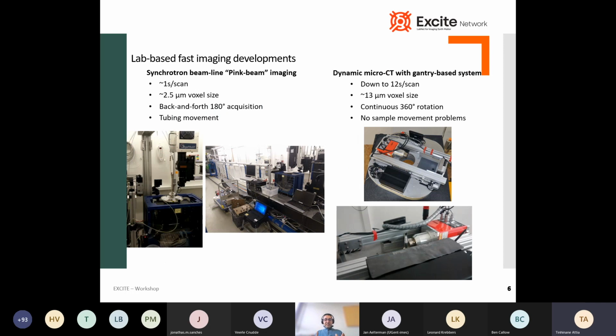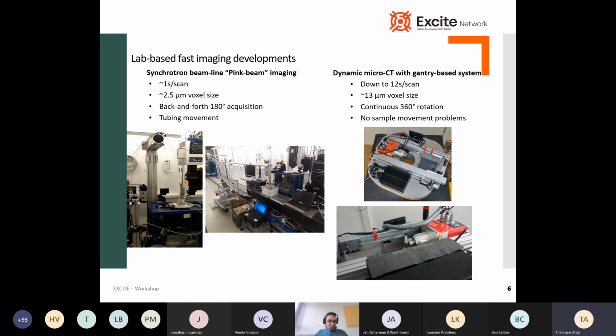So in this slide, I show you a comparison between the synchrotron and lab-based dynamic micro-CT imaging. Just to give you an idea of how the experiments look while they are running, on the left-hand side you can see a picture, and I will also show you a short video clip of the experiment that we recently had at the Synchrotron Center in Switzerland.